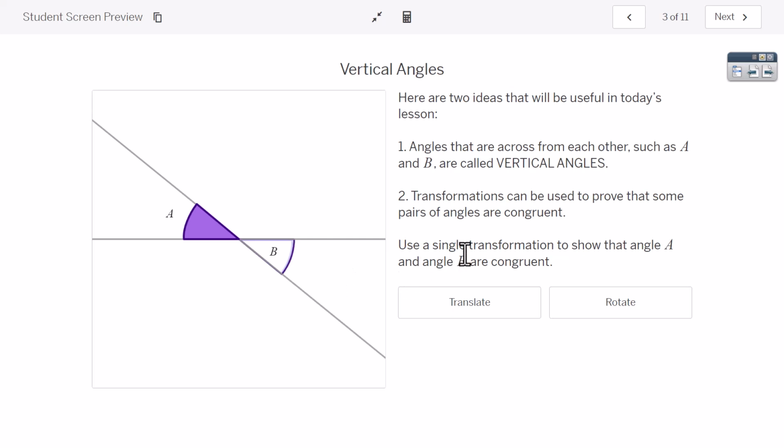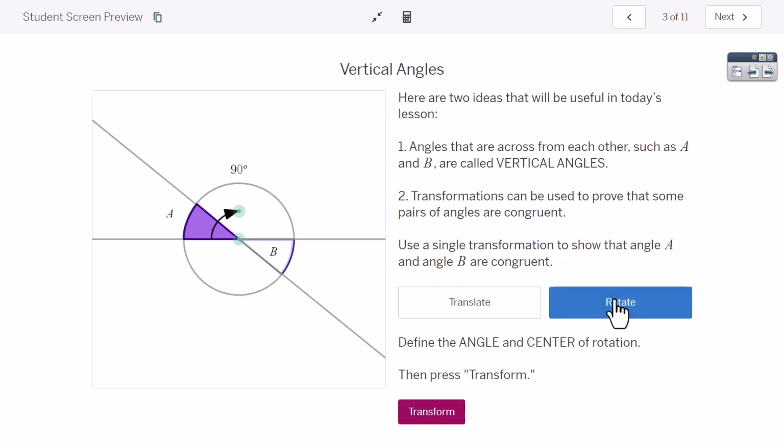For example, let's use a single transformation to show that angle A on the left and angle B are congruent. Well, I don't think I'd be able just to slide angle A over. I can't translate it, but pretty sure I can rotate it. Let's go ahead and define the angle and the center of rotation. Well, my center of rotation is going to be right there at the vertex that these 2 angles share. And I'm going to swing this angle around 180 degrees. So let me just move that angle of rotation to 180 degrees.